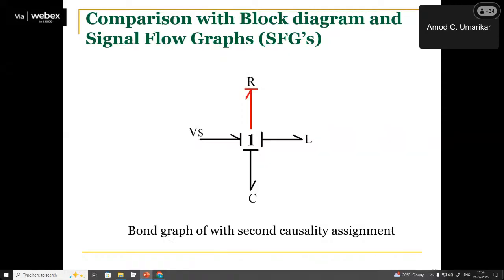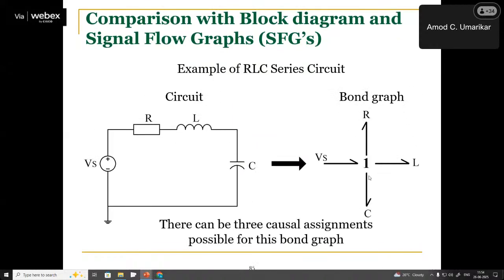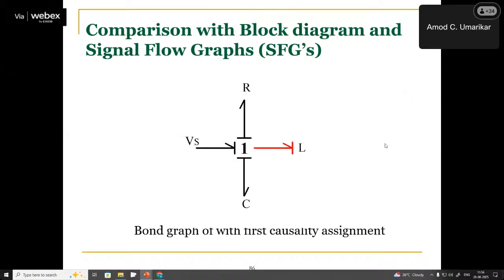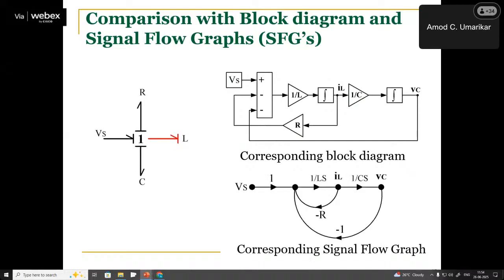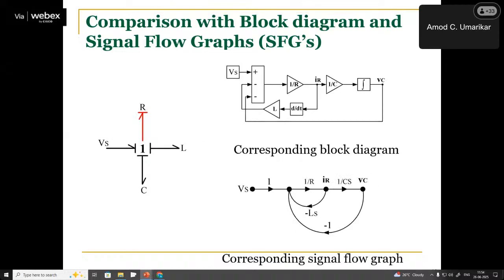Now, if I assign a different causality, the second causality, note the bond graph is same, the causal assignment is different. Causal assignment is for what? To obtain equations. Are you getting my point? This is the bond graph, but now you have to assign causality to obtain equations. So this is the second type of causality. Now you can see the block diagram and signal flow graph. Is it different from the earlier one? Yes or no?